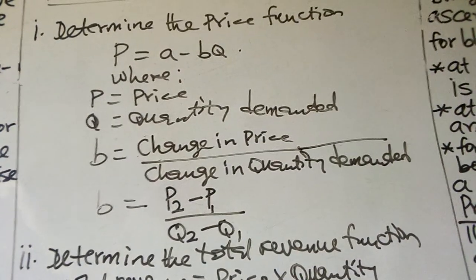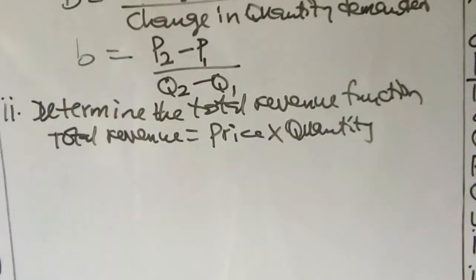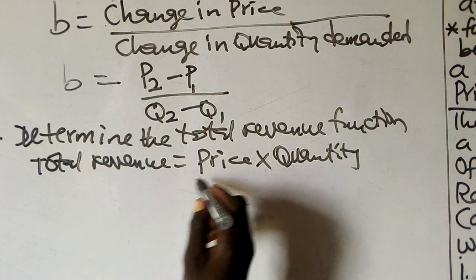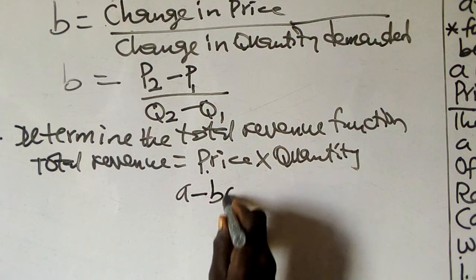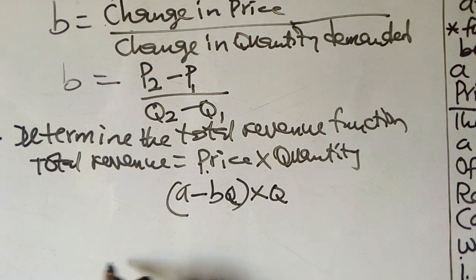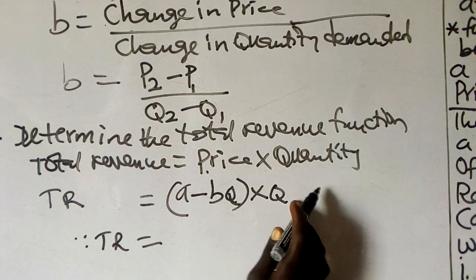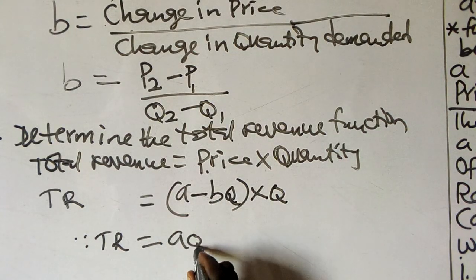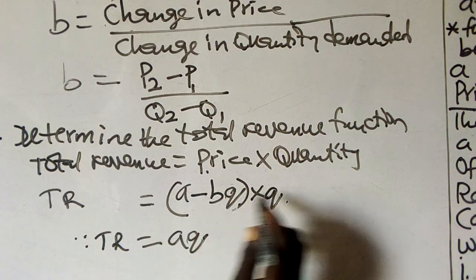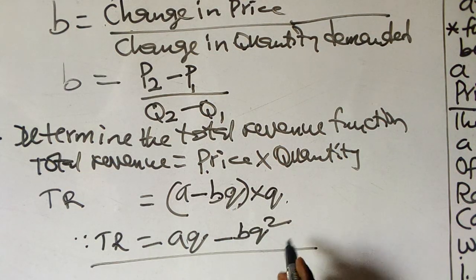Remember your price function established is P equals A minus BQ. If you substitute A minus BQ for price in this revenue function, that is price function times quantity demanded, then total revenue TR equals, if you open the bracket, A times q is Aq, and A times minus Bq is minus Bq squared. This is the total revenue function.